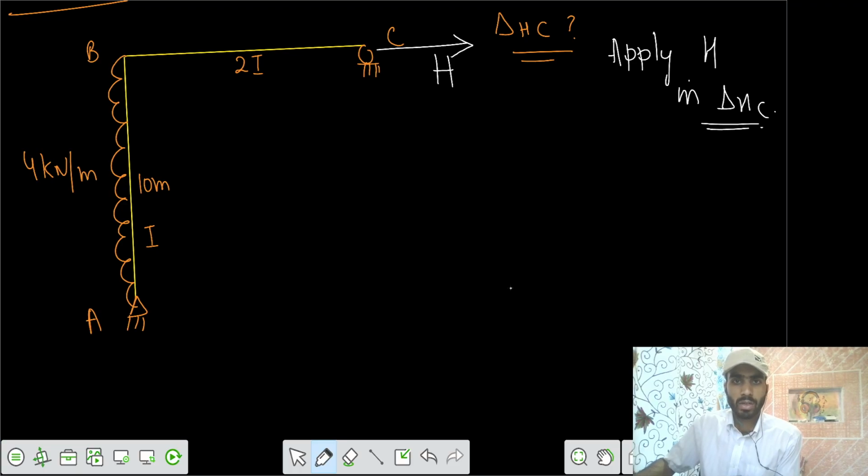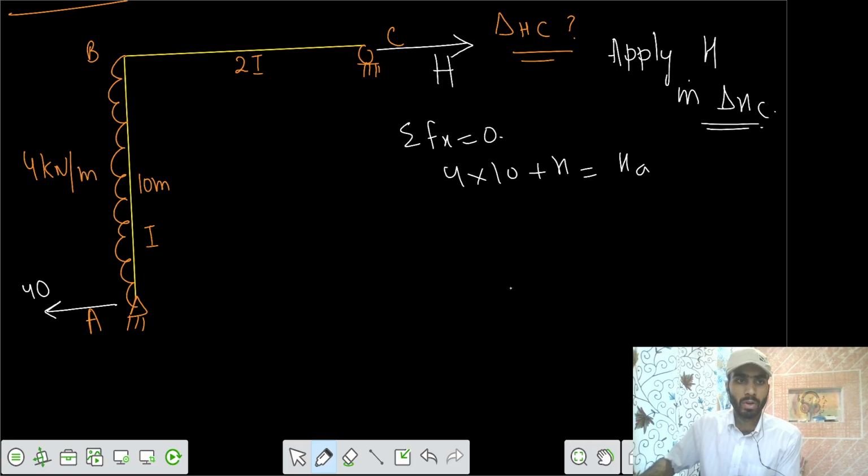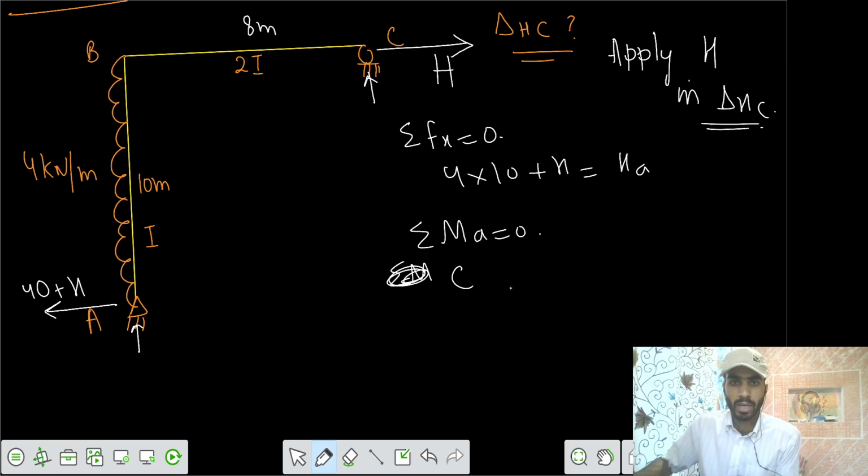So we can say summation of forces in horizontal equals to 0. So your reaction at A would be equals to 40 plus H, so your horizontal becomes 40 plus H. If you take summation of moments at A equals to 0, you can take reaction C into your length of 8 meter, C into 8 anti-clockwise plus UDL of 4 into 10, 10 square by 2 equals to 0.